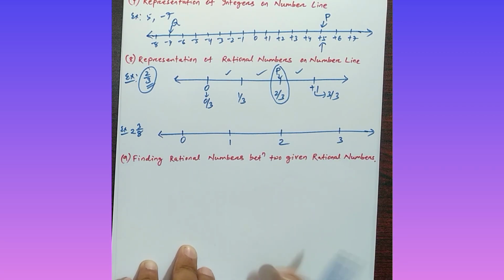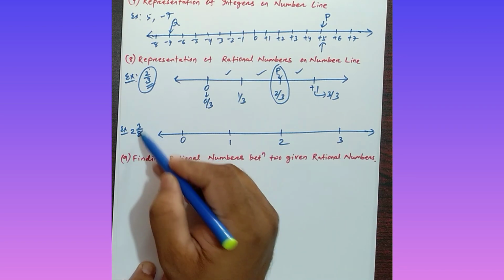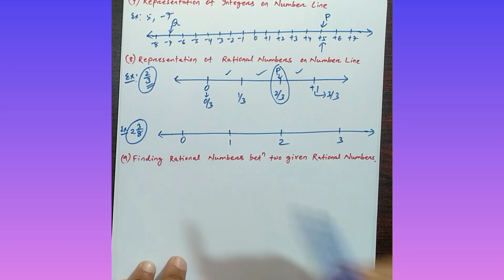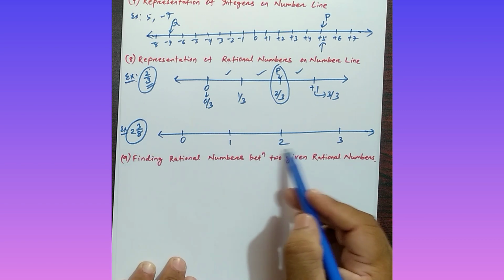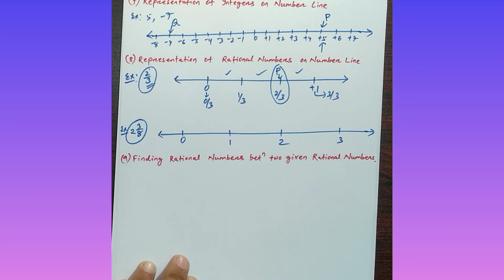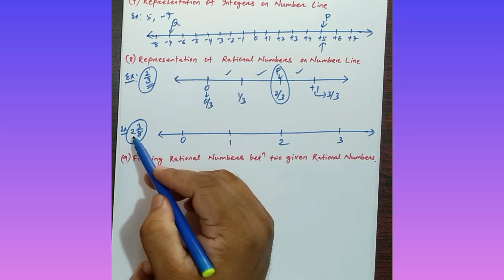Clear है? Okay. So 2 whole 3 by 8 indicates that it will become 2 point something else. That means it lies between 2 and 3. Okay, बहुत बढ़िया.